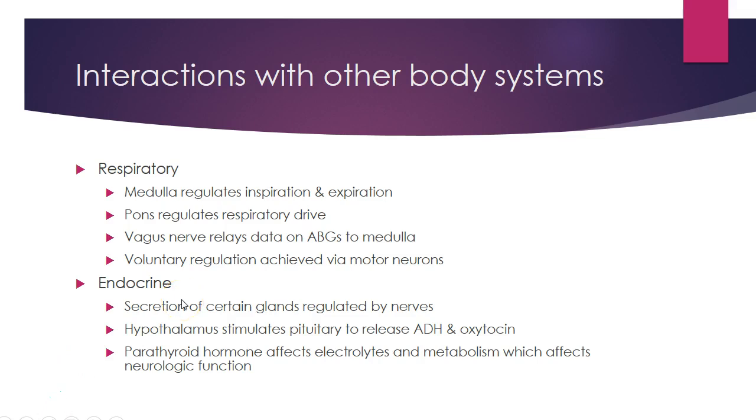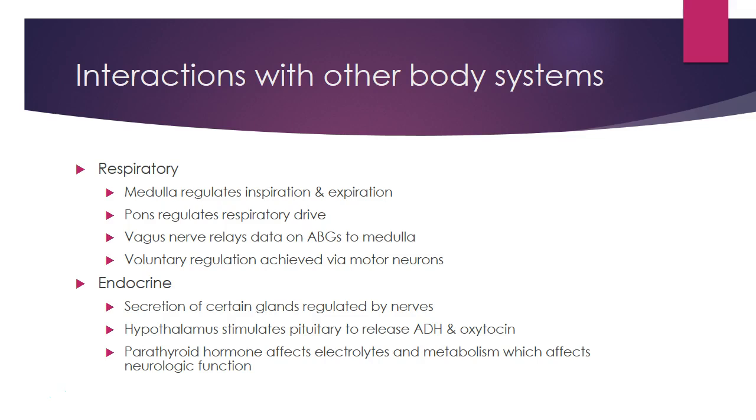So how do the neurologic system and the respiratory system play? Well, again, the medulla regulates inspiration and expiration. Your pons regulates your respiratory drive, and your vagus nerve relays data on arterial blood gases to your medulla. We can voluntarily control our respiratory rate, and this is achieved via motor neurons, but it's not something that we can do 100% of the time. We can only voluntarily control it when we're thinking about it, and you can't think about the respiratory system all the time, or you would not be able to think about anything else.